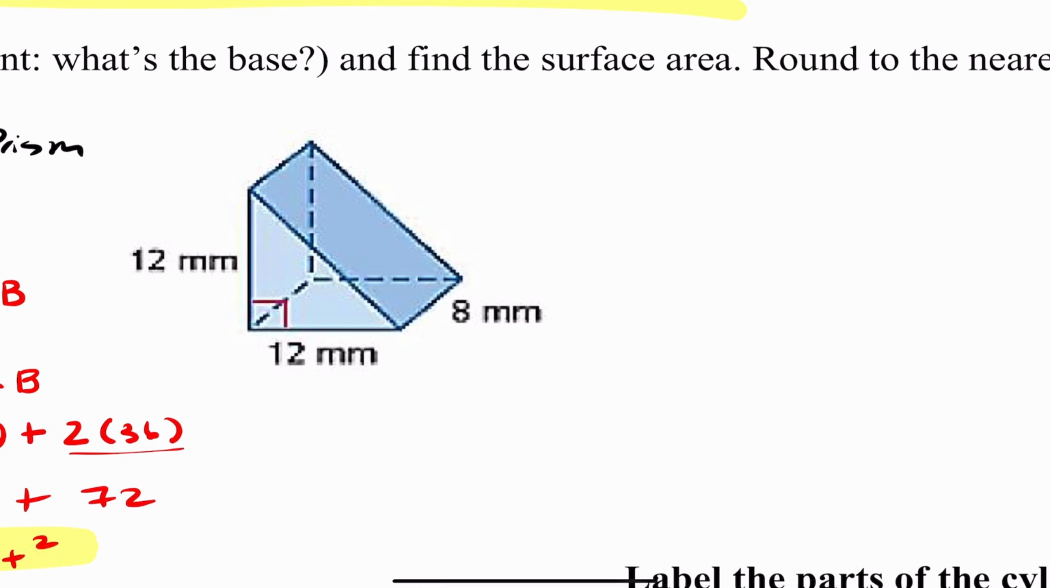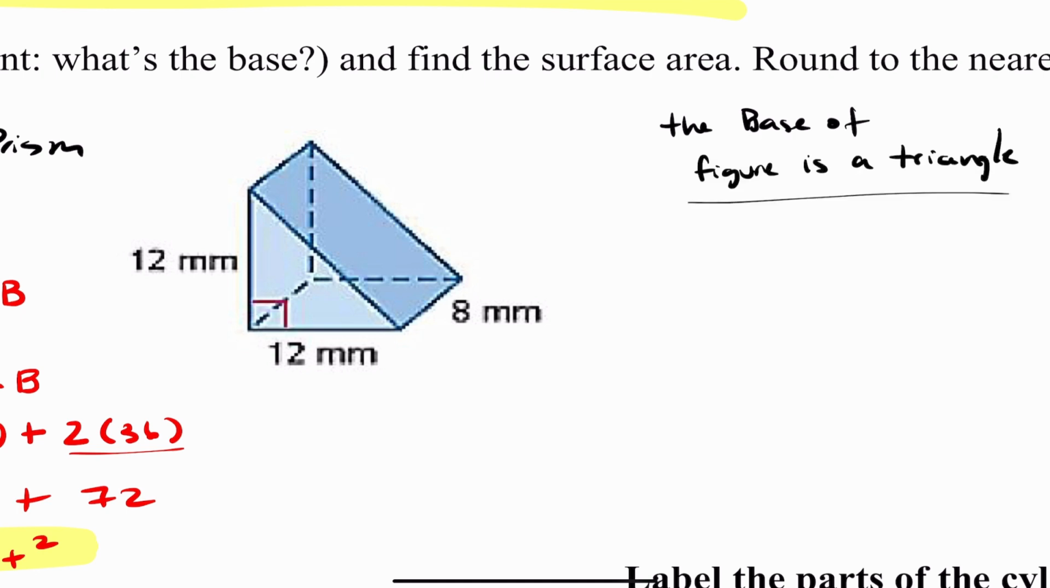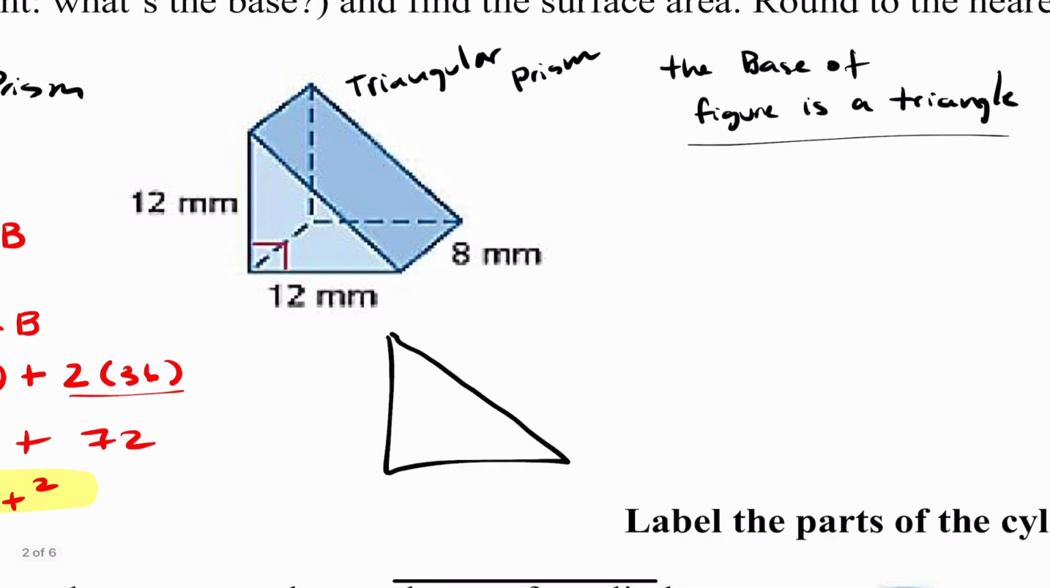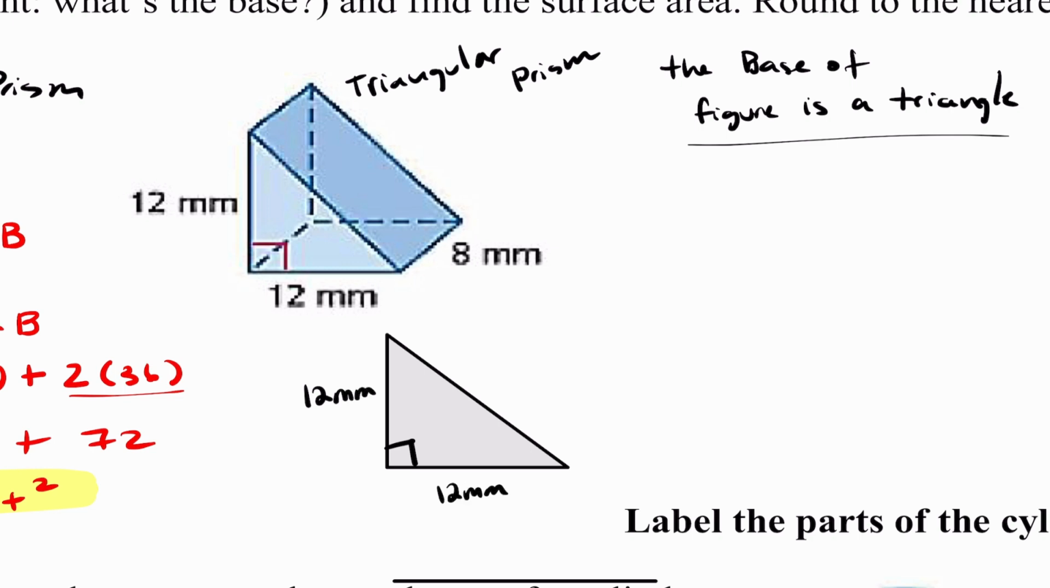All right. So now what I'm going to do is look at this prism. We're going to identify the base, okay? We can see that this is parallel to this. They are congruent to each other and they are facing each other. So the base, big B, of the figure is a triangle. So this is what we call a triangular prism. So I'm going to draw my triangle. It's a right triangle. So 12 millimeters there and 12 millimeters there.